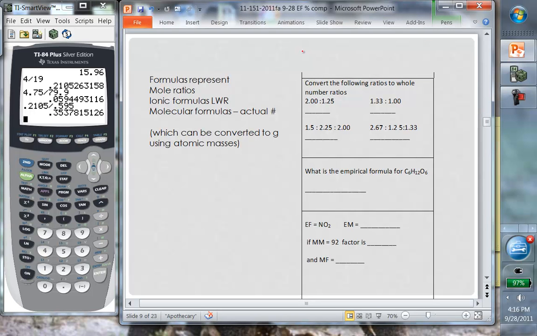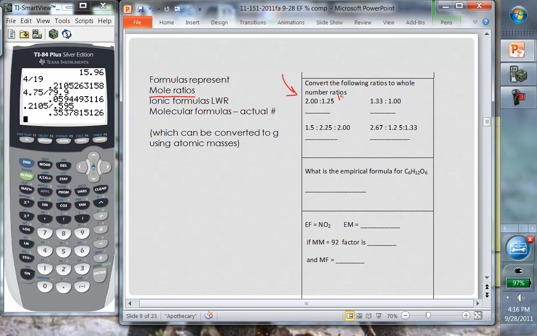Empirical formulas. Formulas represent mole ratios, and an empirical formula is going to be the lowest whole number ratio. Now, when we talk about whole number ratios, I've got a ratio of 2 to 1.25. I want a whole number ratio for that.